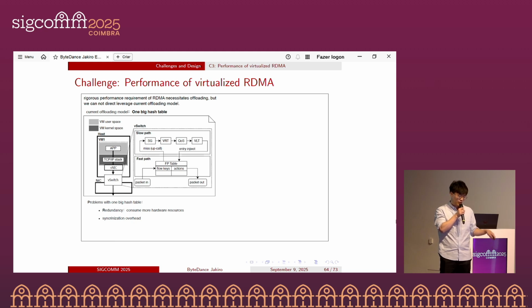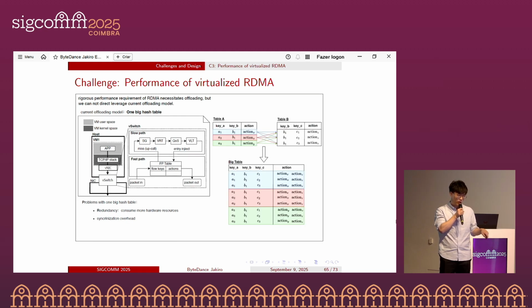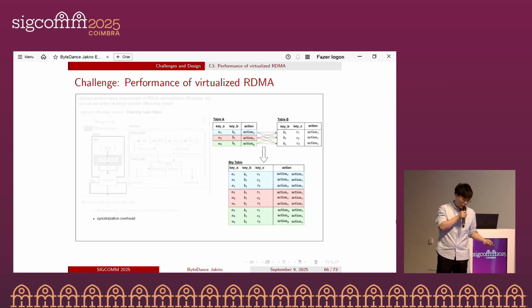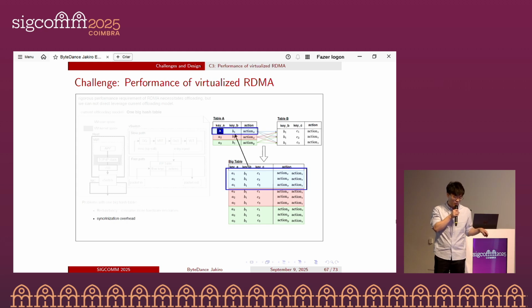I will explain these two problems with this small example. So consider these two small tables, and then when we try to offload the corresponding big hash table to it, it is going to be like that. So you can see directly that this big table contains more table entries than the sum of these two small tables, which means redundancy.